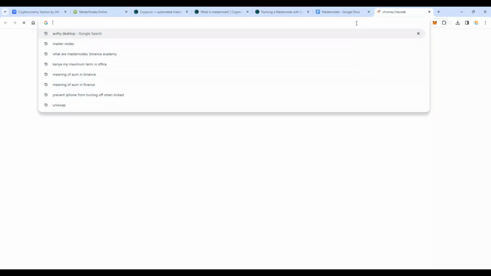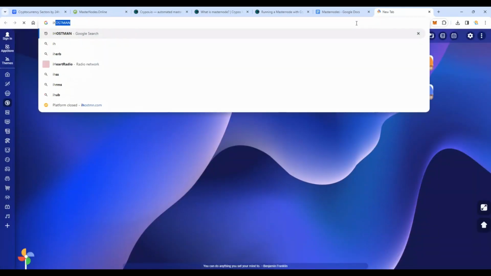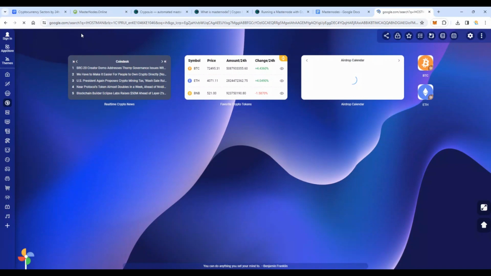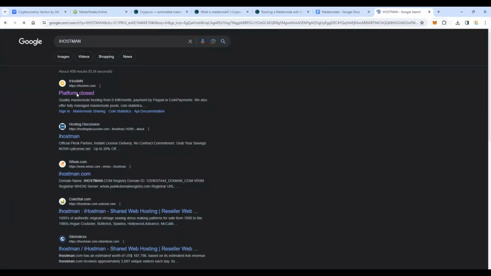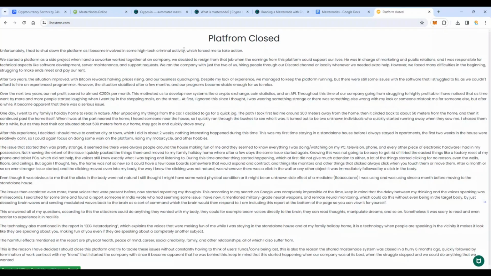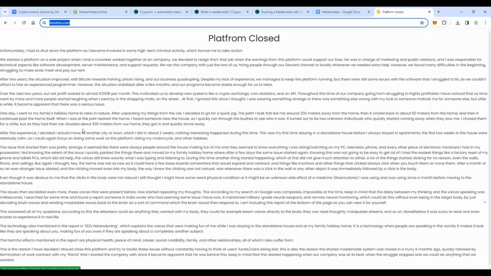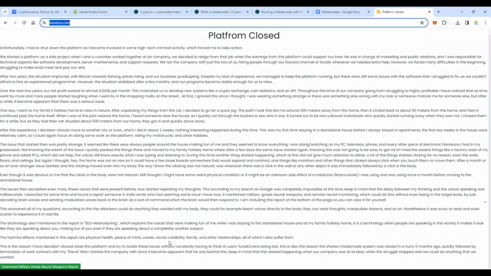There was another one called iHostman, and I was actually surprised to see that that site was closed. They gave a very funny story of why they closed the site. You can see: "Unfortunately, I had to shut down the platform as I became involved in some high-tech criminal activity, which forced me to take the action." It was a very funny story that you can read, but according to me, somehow this guy is lying. So this hosting site is no longer available.